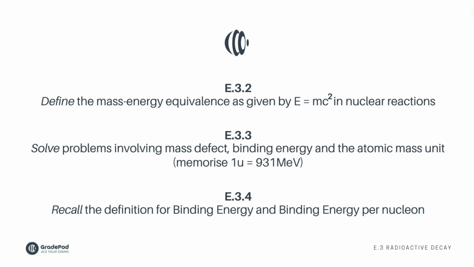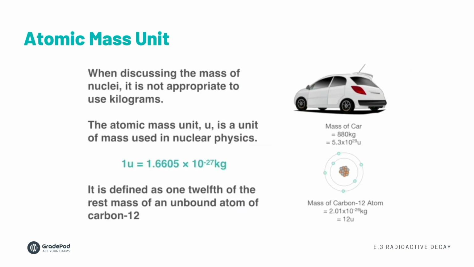Now we know what an isotope is, I'm excited because we're about to find out about Einstein's equation, E equals mc squared, the ultimate physics equation. What the heck is it, and what does it mean for the IB physics exams? Let's go and find out. We'll start with the definition of the atomic mass unit, U.